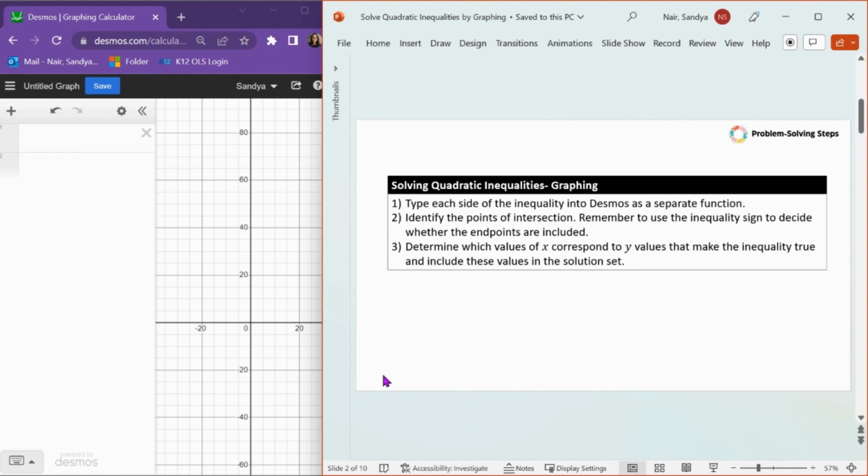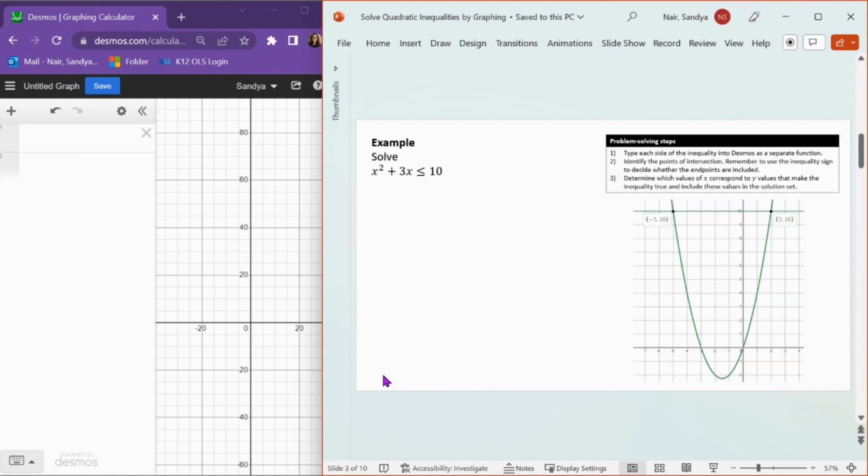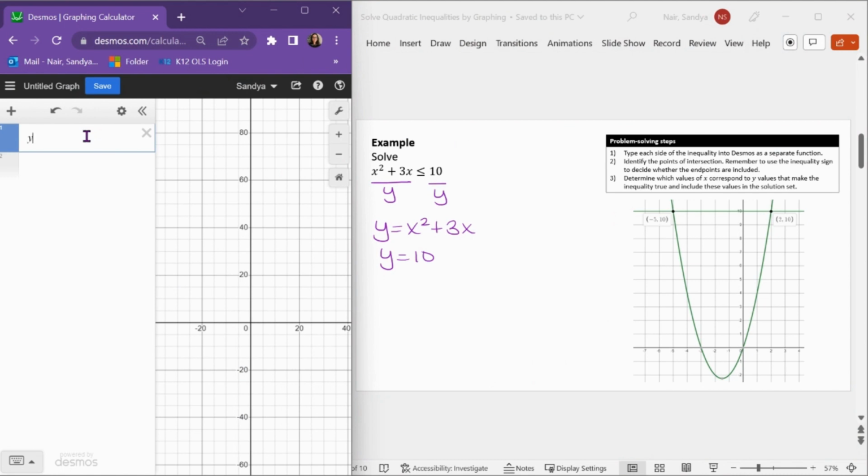in the solution set. So for example, let's suppose we're trying to solve x squared plus 3x is less than or equal to 10. So I'm going to call this left side a function of y, and I'm going to turn this right side into a function of y. So I'll have y equals x squared plus 3x, and then I have y equals 10. So to solve this, I'm going to go to Desmos and type in these two functions.